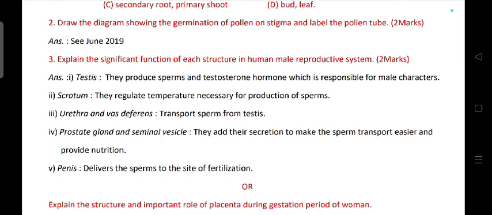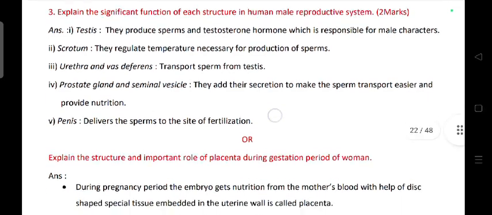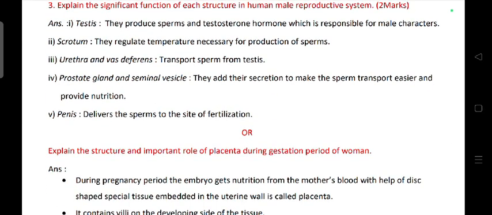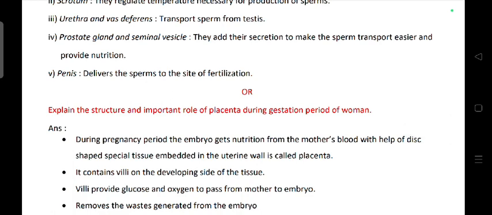Then come to explain the significant function of each structure in human male reproductive system. So answer is testes. They produce sperms and testosterone hormone which is responsible for male characters. Next one, scrotum. They regulate temperature necessary for production of sperms. Urethra and vas deferens transport sperms from testes. Prostate gland and the seminal vesicles, they add their secretion to make sperm transport easier and provide nutrition. Then penis delivers the sperms to the site of fertilization.